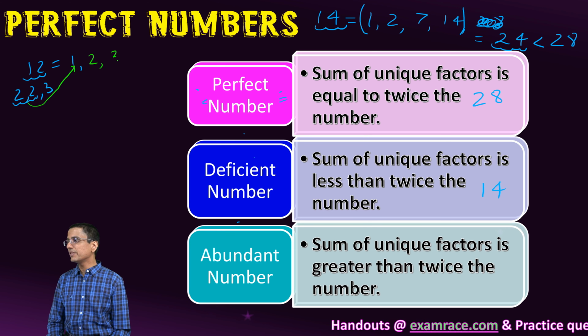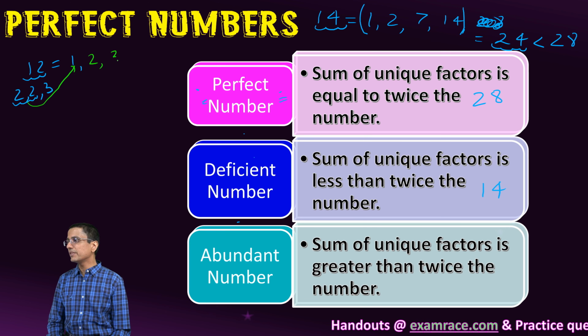If I make a total of all of these factors, this comes out to be 28. Now this total of all the factors is 28, which is of course greater than 2 times 12. 2 times 12 is 24. So this 28 is greater than 24, and therefore we say that this number 12 is actually an abundant number. Again, a very, very interesting topic.